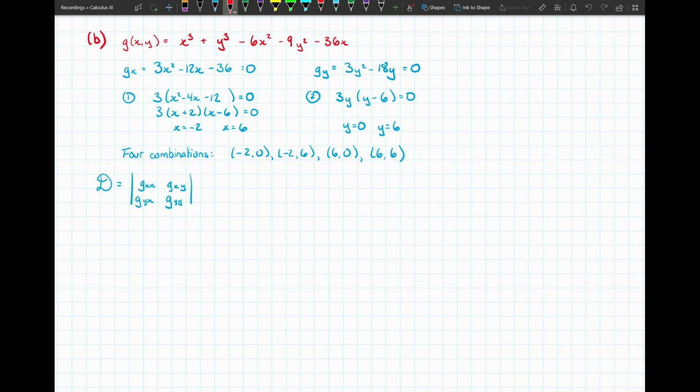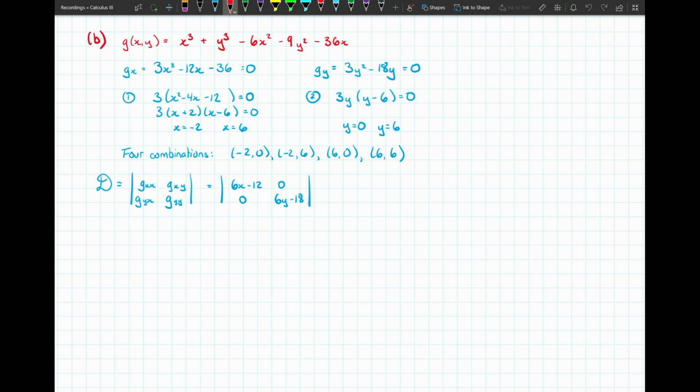Now, in this case, our discriminant is the determinant of this 2x2 Hessian matrix where we have gxx, gxy, gyx, and gyy. Hasn't really changed other than, in this case, our function is g. Now, notably in this case, the mixed second order partial derivatives, gxy and gyx, are both going to be 0. And gxx and gyy are both going to be linear. So we have 6x minus 12 and 6y minus 18 as those second order partial derivatives.